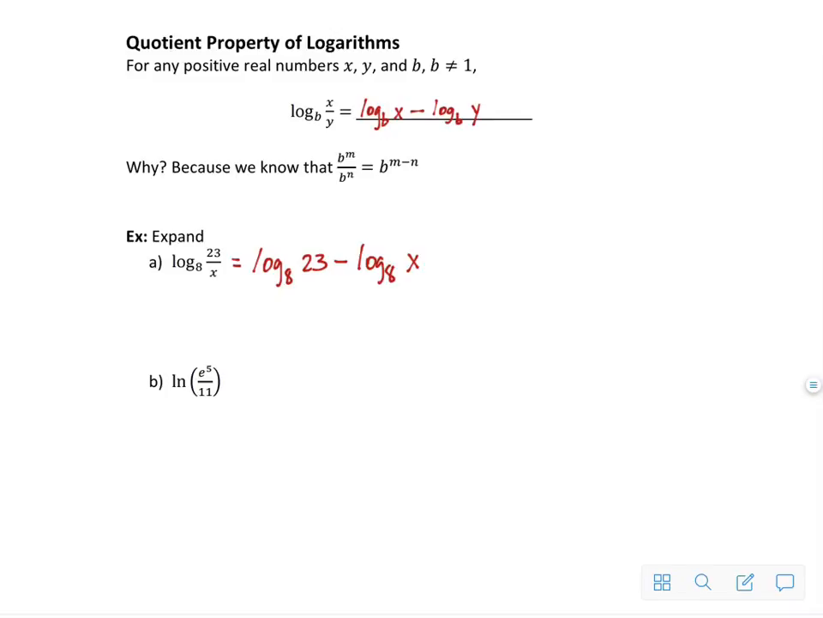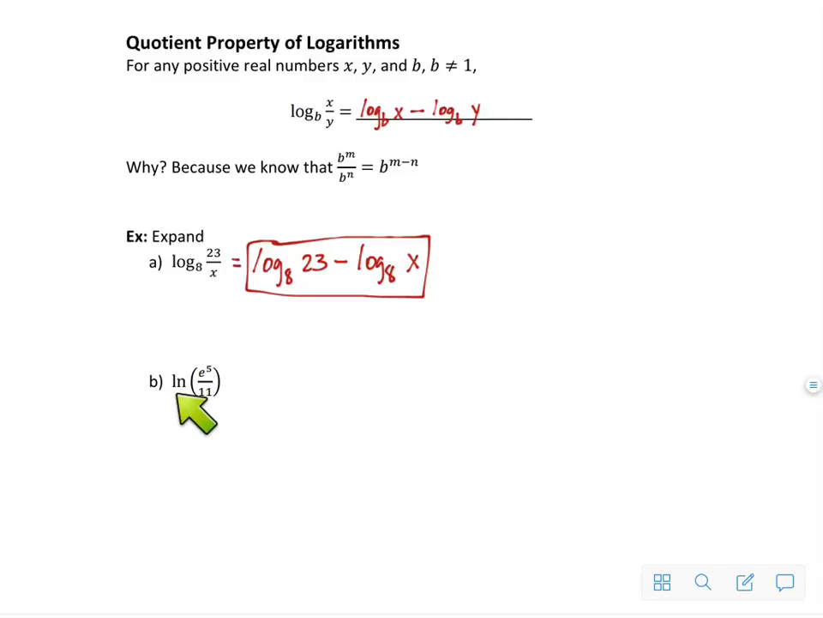So that's it. There's nothing else I can do there because I can't actually evaluate this other than to plug it in my calculator. There's not a nice whole number, nice round integer that 8 can be raised to get to 23. So I want to leave it in that form. The second one doesn't have a traditional log in it.